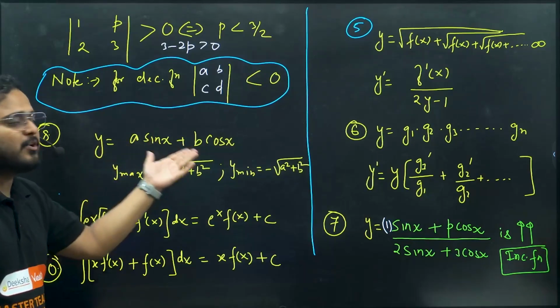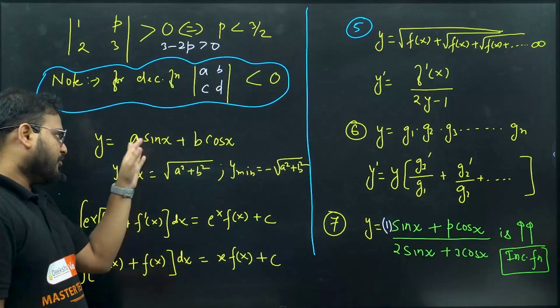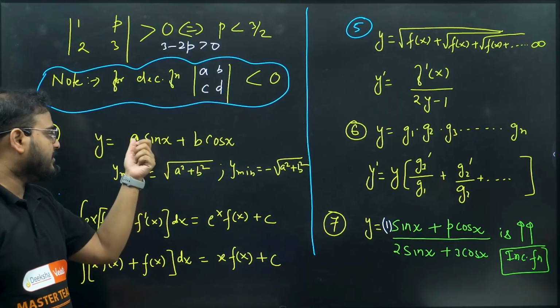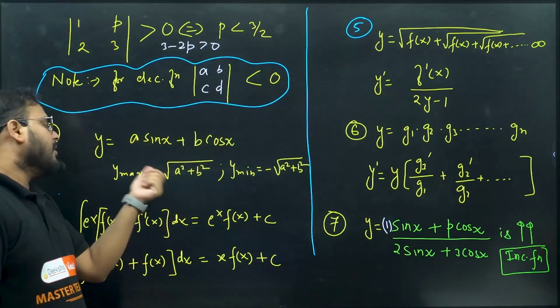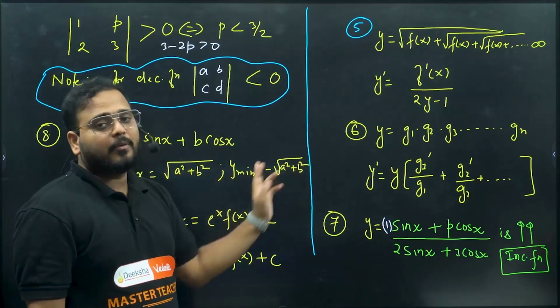So next is trick number 8. y equal to a sin x plus b cos x is there. I'm looking for the maximum and minimum value of y. Simply the root of the coefficients of sin x and cos x, which are a and b. Root of square of a plus square of b. Positive sign of the root will become what, dear? y max. If you have minus of that root, it will become what, dear? Simply y minimum.